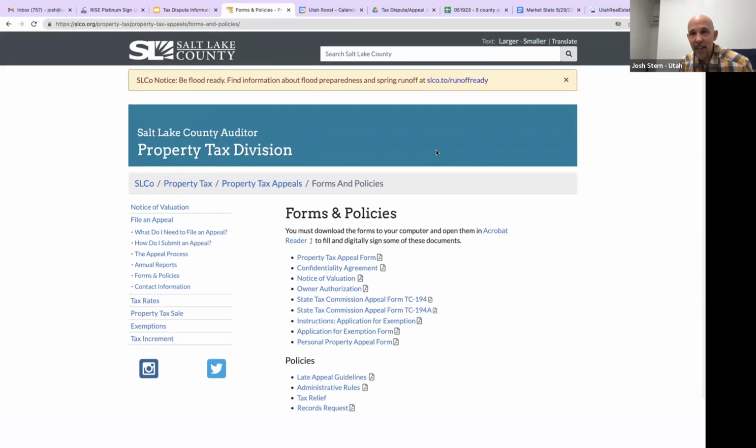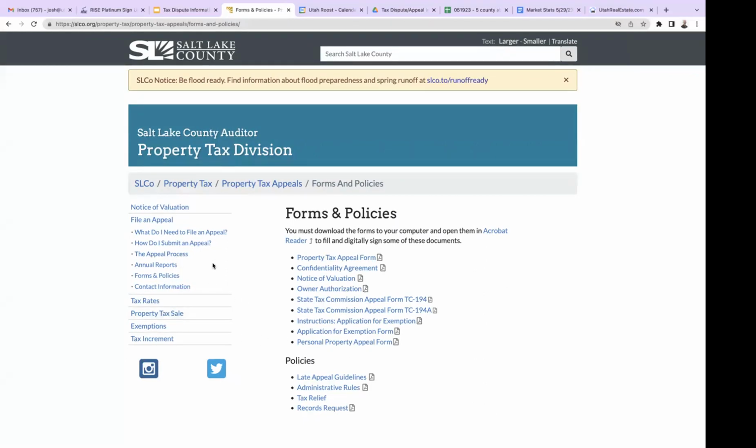But if you can't find it, you could literally just draw up your own that says, my name is Dave, or whoever your client is. So if Dave was my client, my name is Dave Bachman. I'm giving Joshua Stern authorization to appeal my tax assessed valuation, signed on this date. Here's the property address. Here's the parcel ID number. That's all it says.